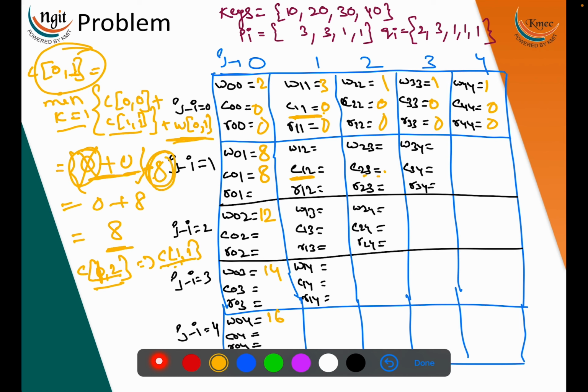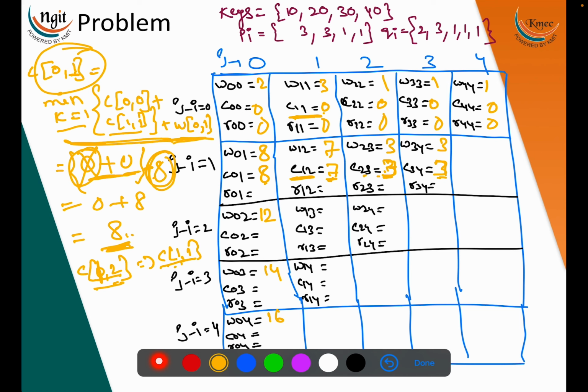So whatever weight you got in the previous slide, that weight will come for the second row also. W12 is 7, W23 is 3, W34 is 3. Now the same values will come in cost. You can check. You just write the formula and calculate it as I calculated for the first time. For the first term, 8. For the second term, you will get 7. For the third term, you will get 3. For the fourth term, you will get 3.